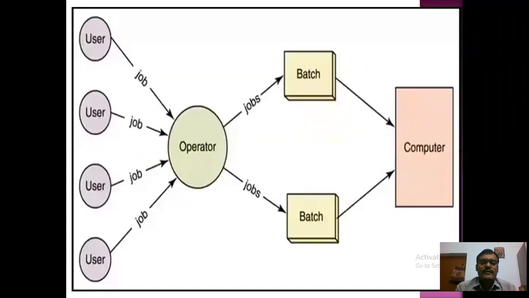You can see the picture of the batch operating system. There are 4 users, and they have different jobs. These jobs are given to the operator. Now, what is the work of the operator here? The operator is a person who will group the similar jobs into batches. So he has made 2 batches. Some jobs are in batch number 1 and some jobs are in batch number 2. And these batches are in the form of punch cards, which are given to the computer for processing.